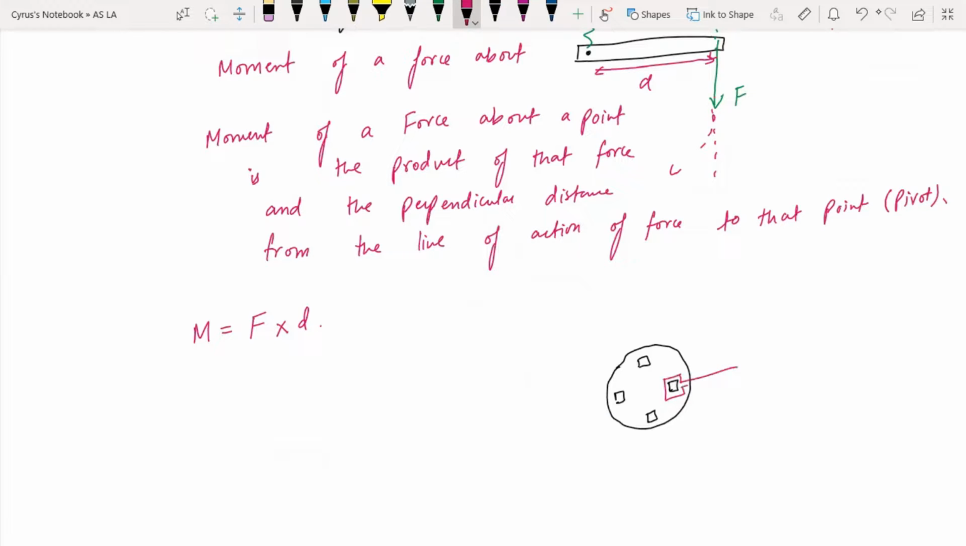This is the spanner that we have, and you apply a force like this. This is the force F, and this is the pivot that we have, this thing here. You see that this is the perpendicular distance d. Now this is the line of action of force. This is the line, and you just move the spanner, and this will be tightened.